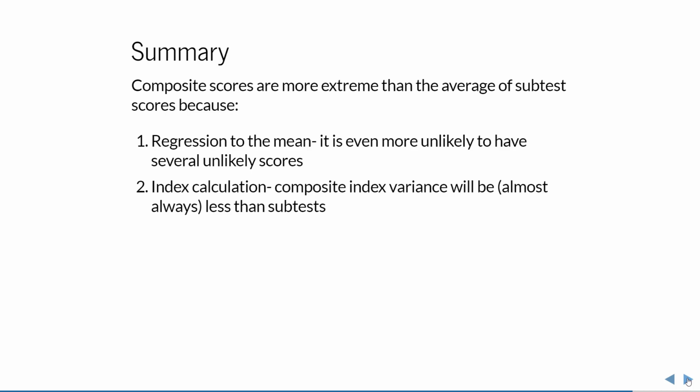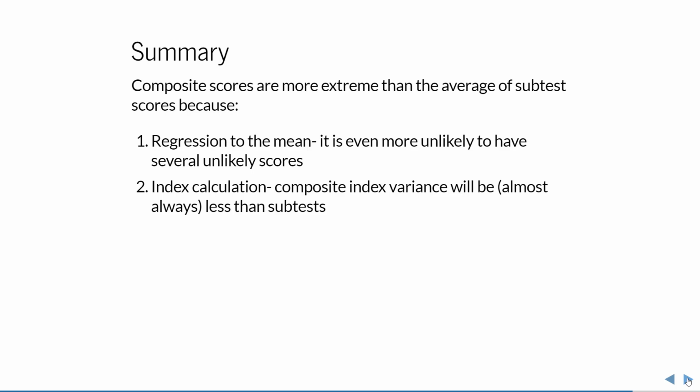We went over how to calculate an index score, and we saw that composite index variance or standard deviation will almost always be less than subtest standard deviations. At most, it could be equal to, but that only occurs when subtests are perfectly correlated, which doesn't occur in an intelligence test or any other type of psychological assessment. There's some differences between the subtests.